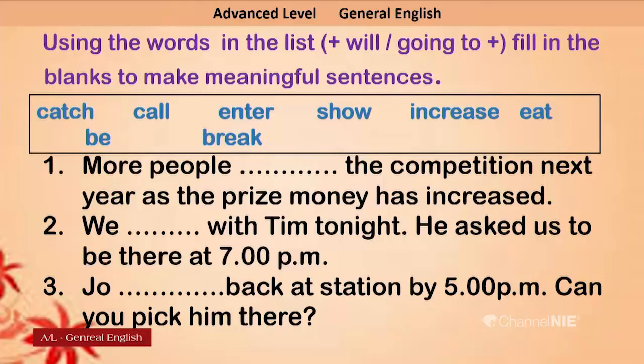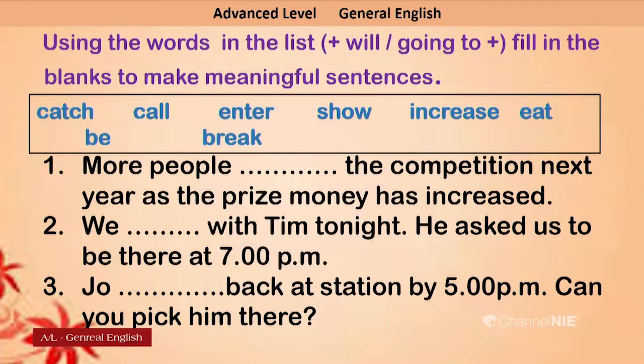I have given you an example. Catch, call, enter, show, increase, eat, be, break are the given verbs. And then here are the sentences. You read it on your own. More people the competition next year as the prize money has increased. So they have increased that value of the prize they are going to give. That's the idea.